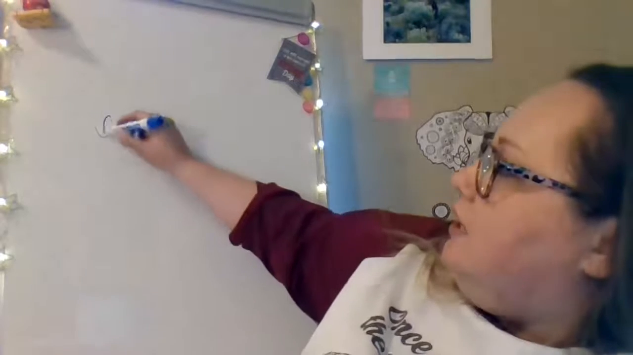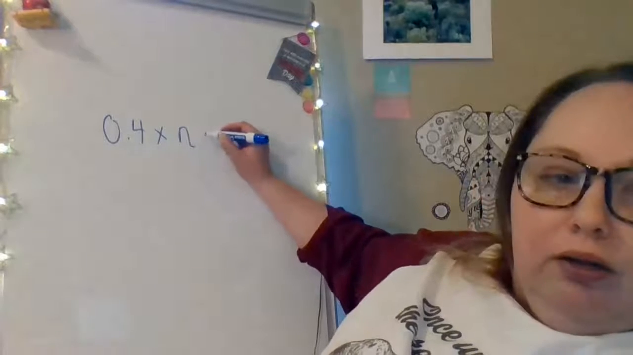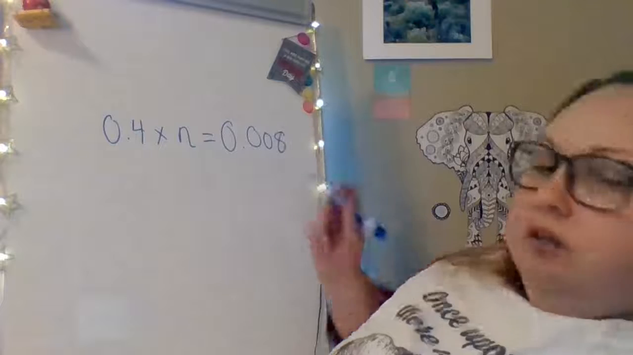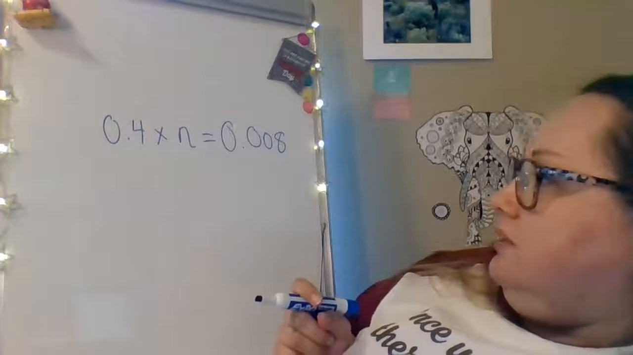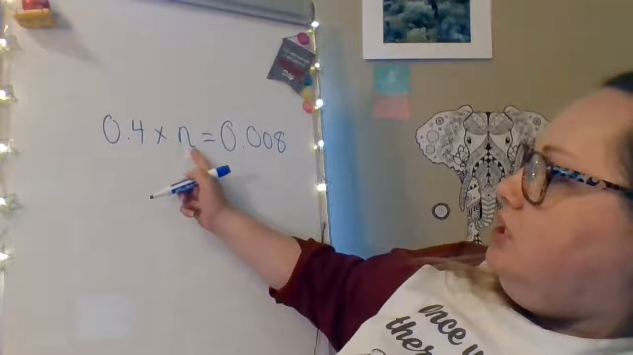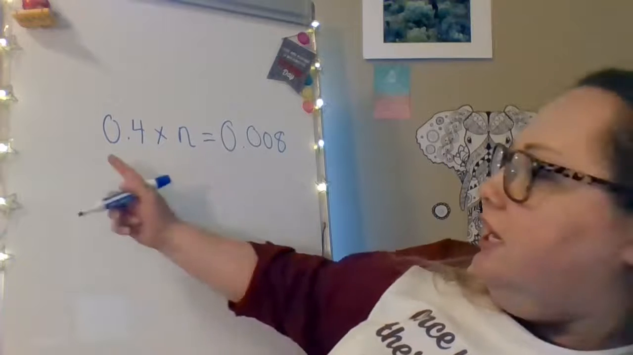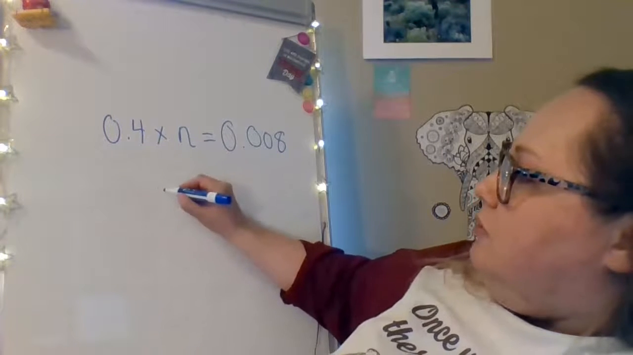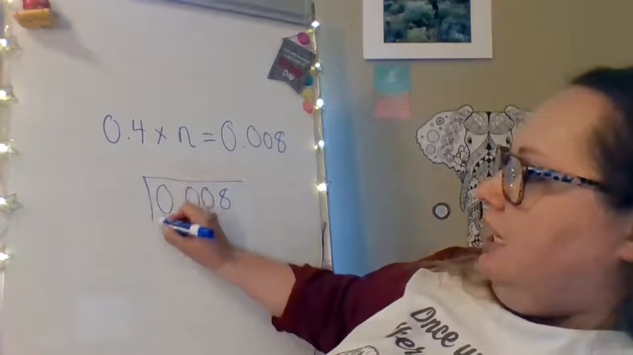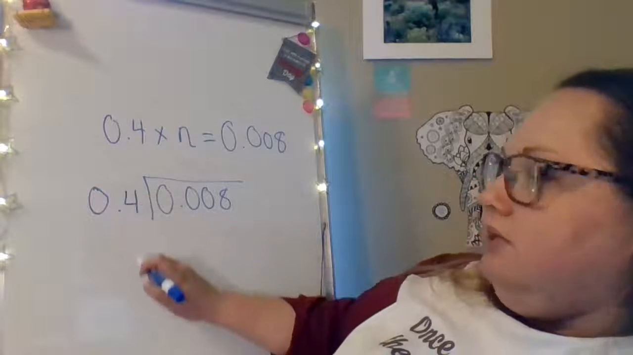Number 5 says 0.4, or 4/10, times some number n is going to equal 0.008, or 8 thousandths. What I can do to figure this out is do the opposite of this operation to figure out n. So I'm going to take 8 thousandths divided by 4/10. I'm going to put 0.008, or 8 thousandths, inside my box and my 4/10 outside.